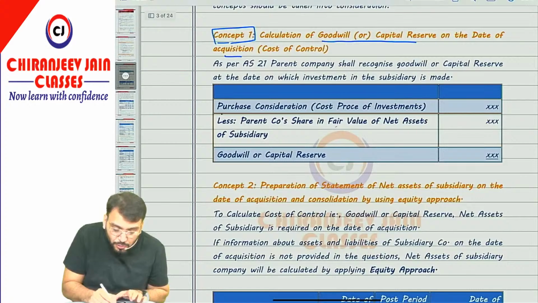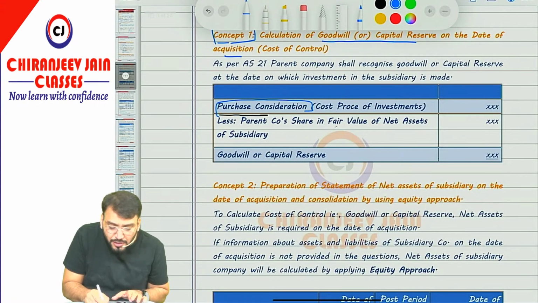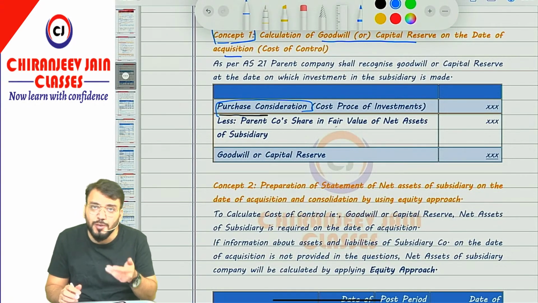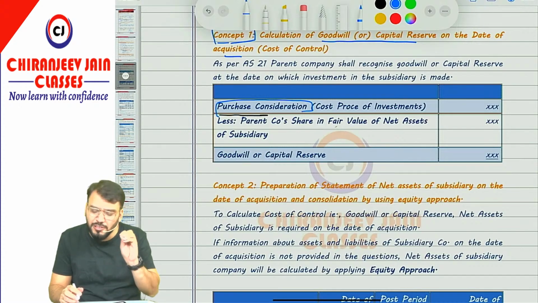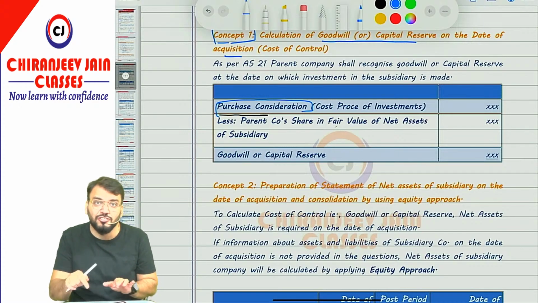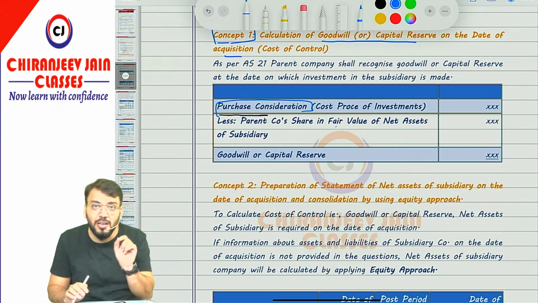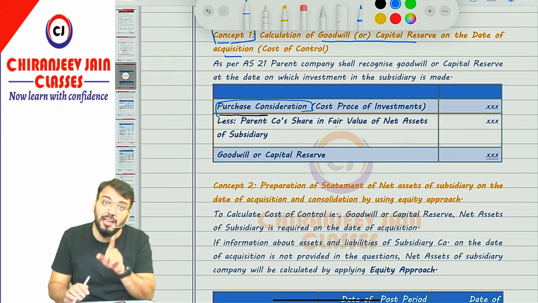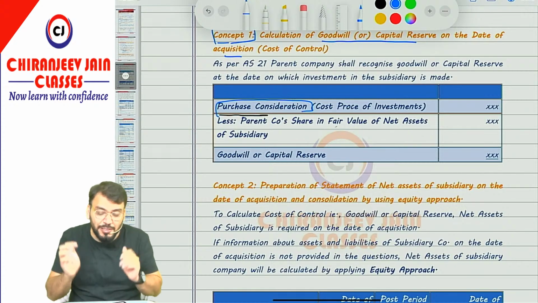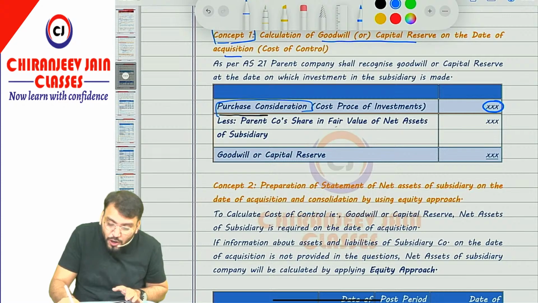So we need to find out purchase consideration. Purchase consideration is nothing but the cost price of investment that will be given in the question. Means you are not supposed to calculate purchase consideration in this chapter. Why? Because PC will be given in the balance sheet only as the cost price of investment. In the amalgamation chapter we need to calculate PC. In this chapter, that will be given in the question. So this becomes the cost price of investment.